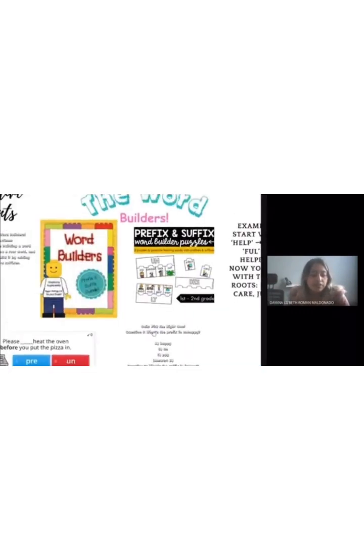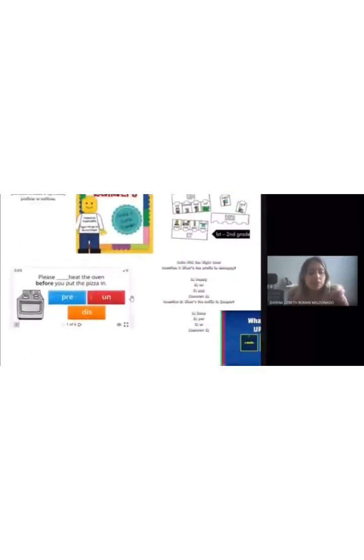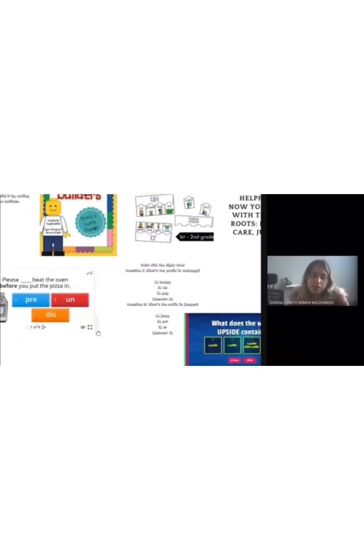The other activity is a quiz, and for the quiz we are going to use the game that we have, for example this question: please heat the oven before you put the pizza in. In this case, the correct answer is A, but all the options are going to be catchy for them because they have colors, and the students are going to choose red, blue, or orange. Each question has a specific image that is related to the question. So it's going to be interesting for them.